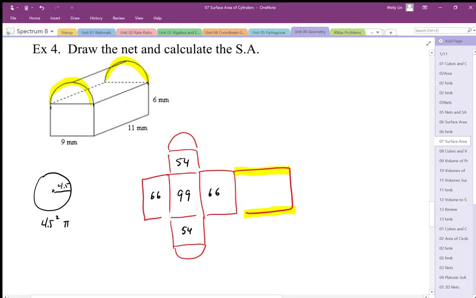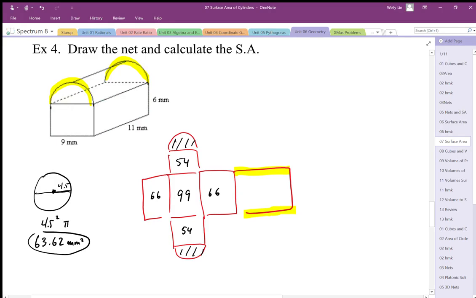times pi. So 4.5 squared times pi is going to be 63.62. So this is 63.62, and this would be millimeters squared. And that would represent the two half circles. So I'm going to keep track of that. That's going to be these two pieces right here and here.